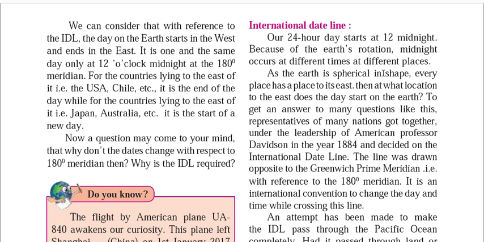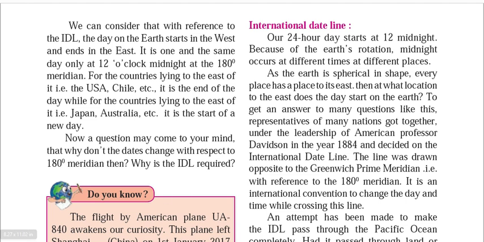Okay, the earth is spherical in shape. It is not exactly spherical, as I have already told you, but for simplicity we are considering it spherical. Every place has a place to its east. Suppose you consider Mumbai, then Kolkata is toward the eastern side of Mumbai. If you consider Chennai, it is also on the eastern side of Mumbai.